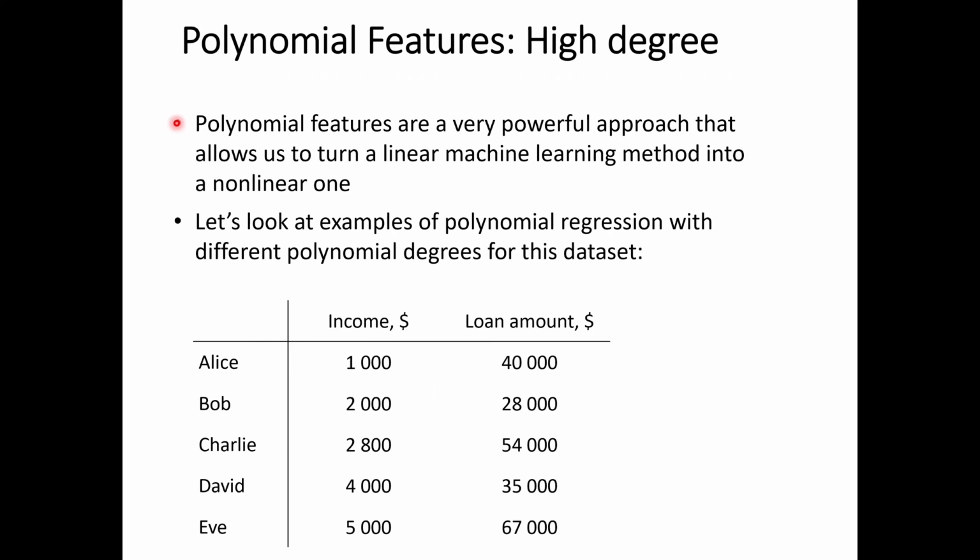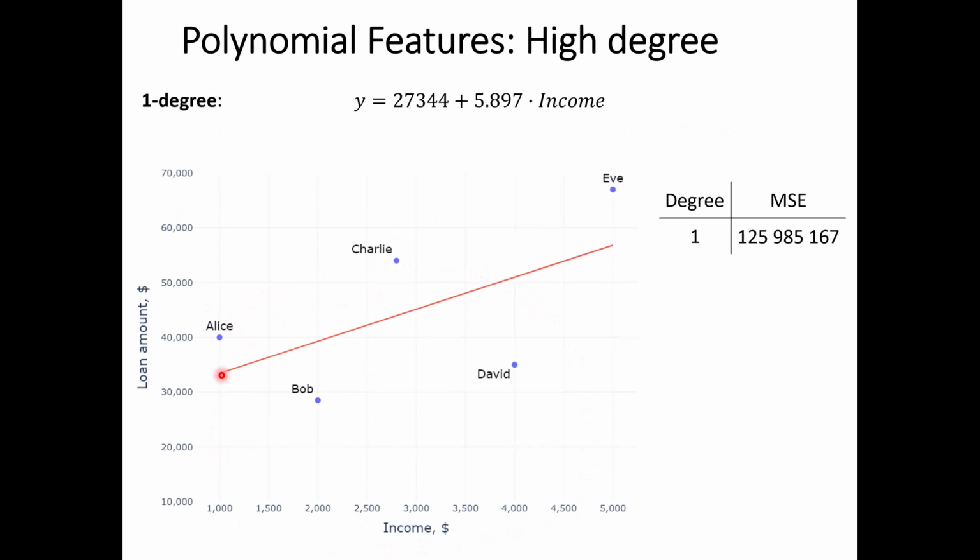Polynomial features are a very powerful approach that allows us to turn a linear machine learning method into a nonlinear one. Let's look at examples of polynomial regression with different polynomial degrees for this dataset. First, we build a first-degree polynomial regression. That's just an ordinary linear regression. Here we can see the regression equation, the relationship between loan amount and income, and the MSE.